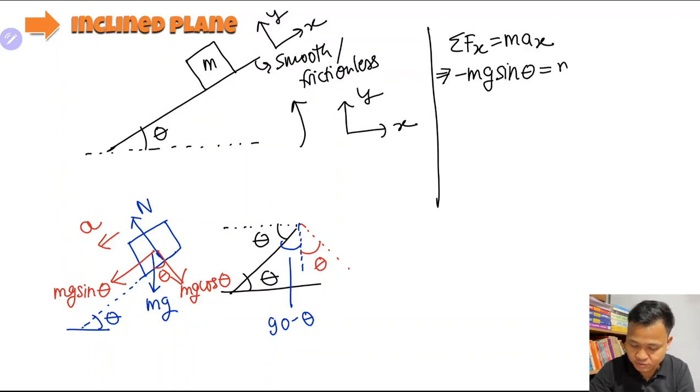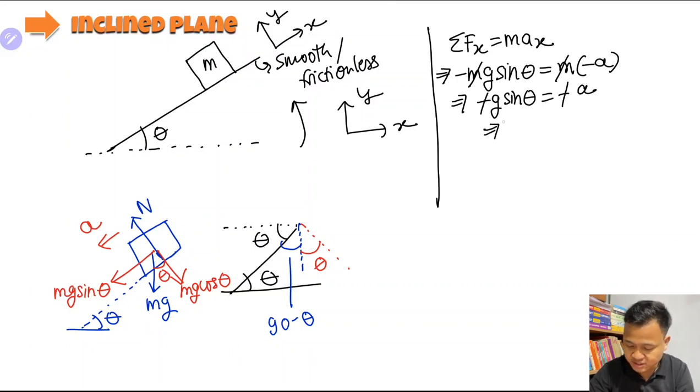This should be equals to m into acceleration. This side is positive, so a is along the negative side. So minus a. That means m gets cancelled out. Minus z sin theta should be equals to minus a. So minus minus gets cancelled out. Therefore a is equals to z sin theta. Okay, so this is z sin theta.